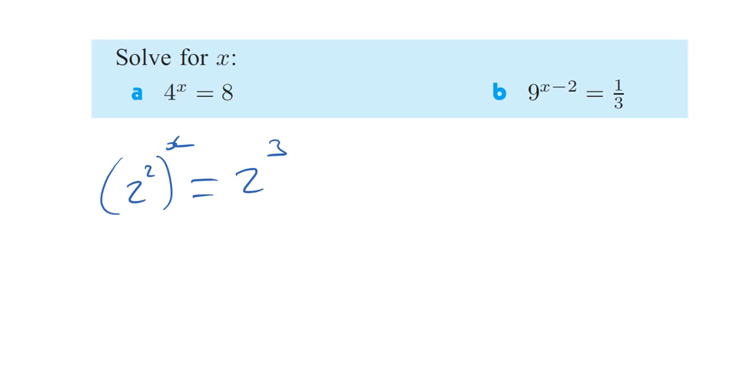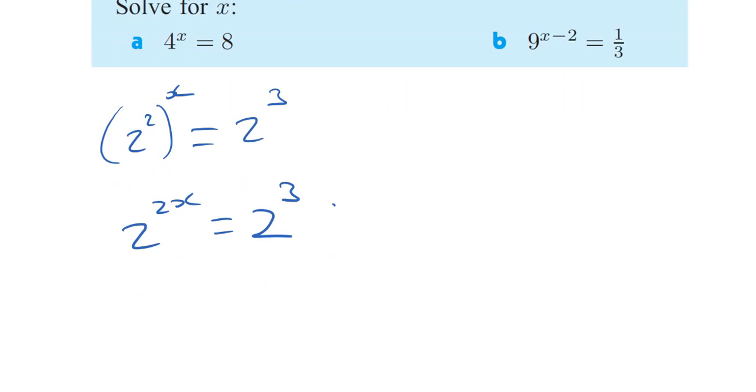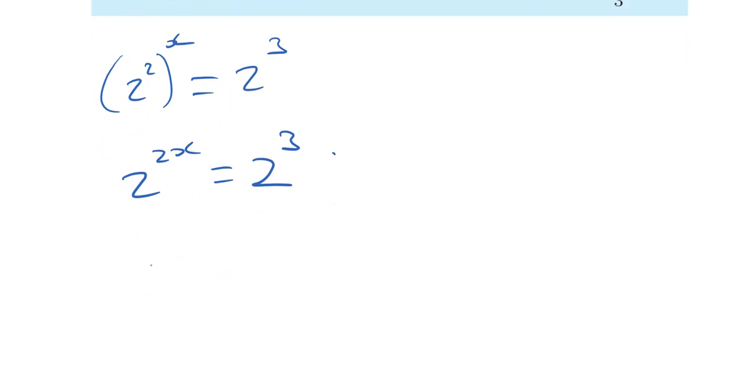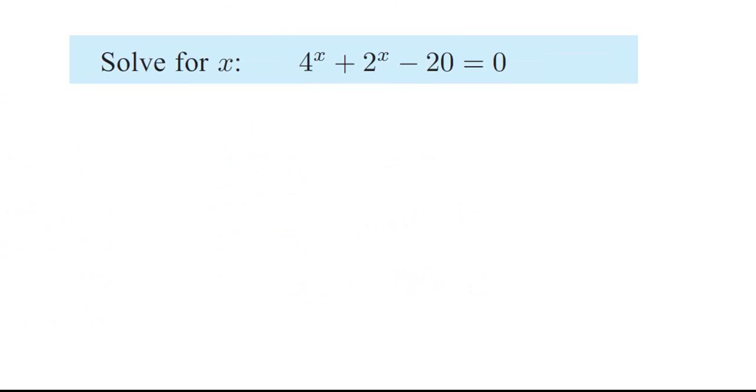We can bring the 2 exponents together on the left. We can say it's 2 to the 2x equals 2 cubed. And from here, we can drop those bases and just say, therefore, 2x equals 3. That means that x is 3 over 2. Let's take a look at something like that.